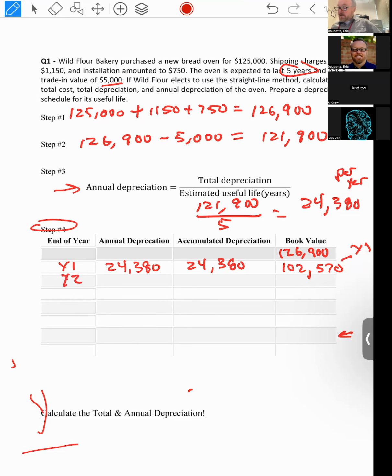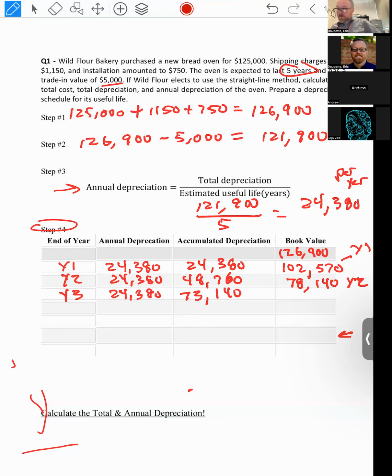Year two, another 24,380 is going to be depreciated. So now my cumulative depreciation is double that, 48,760. And I'm going to deduct again another 24,000 from it. So now it's 78,140 is now my year two book value. In year three, this was a 5-year asset, another 24,380. And that's going to give me accumulated depreciation of 73,140.